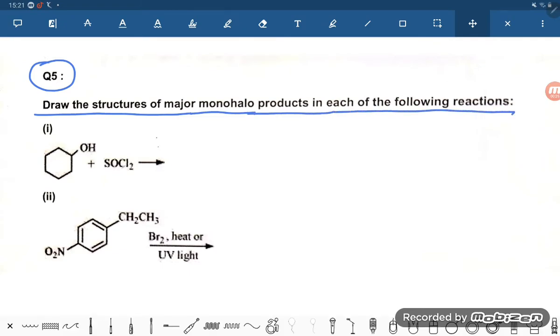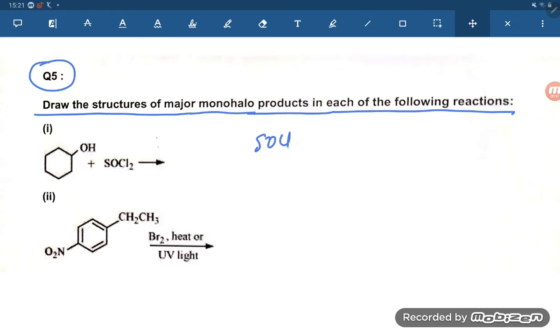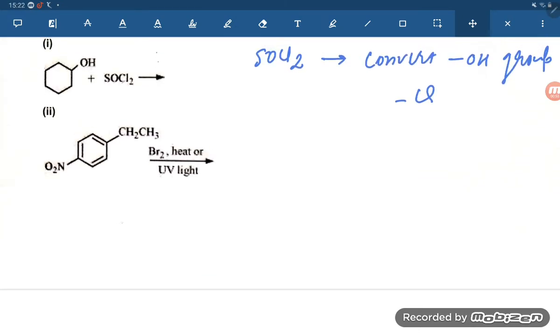So here cyclohexanol is there and SOCl2 is the reagent. What does SOCl2 do, student? It converts or replaces the OH group with Cl. So you can easily write down the reaction.